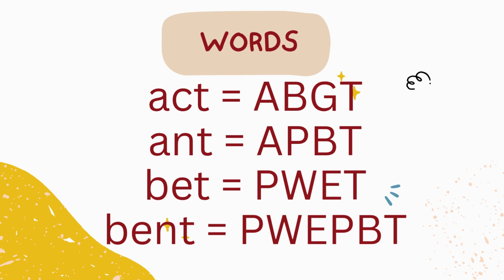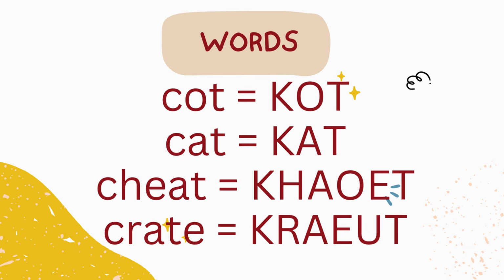So we have examples for words here. We have act, ant, bet, and bent. So act is vowel A final KT, and ant is vowel A final NT. Bet is initial B vowel E final T, and then we have bent, initial B vowel E final NT. Let's try to practice these words. Ready? Start. Act, ant, bet, bent. Again, act, bent, bet, ant.